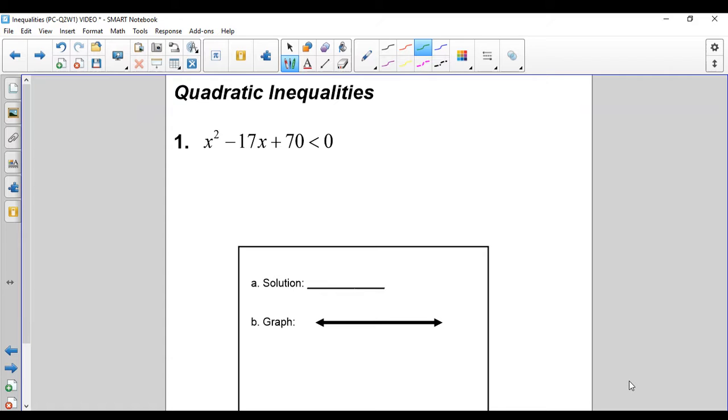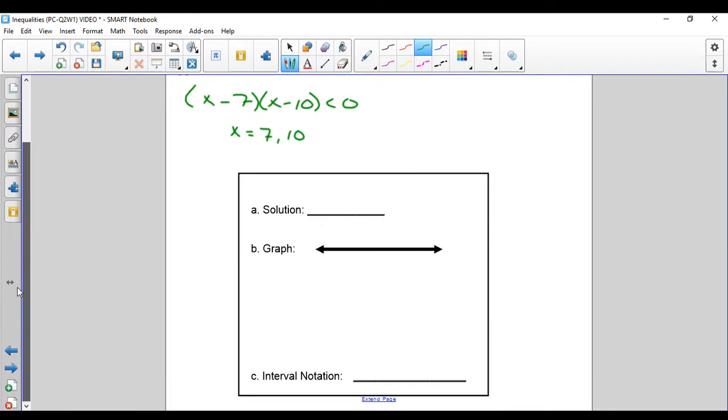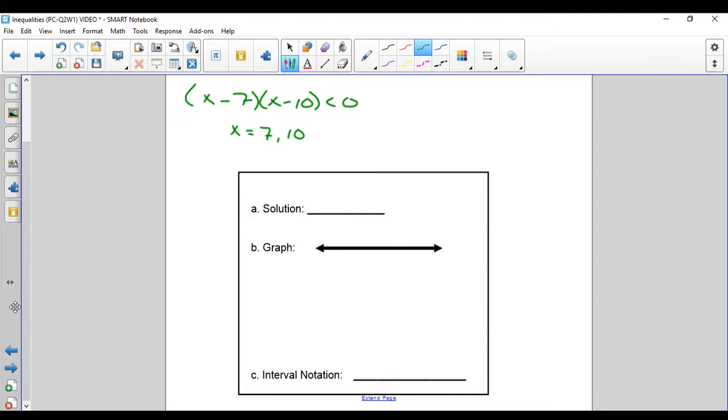We factor, we pull out the solutions. So negative 7, negative 10. My solutions for an equation would be 7 and 10. What I need to do from here now is different. I can't write my solution yet. I'm going to actually graph it first, and then I'm going to figure out my solution.